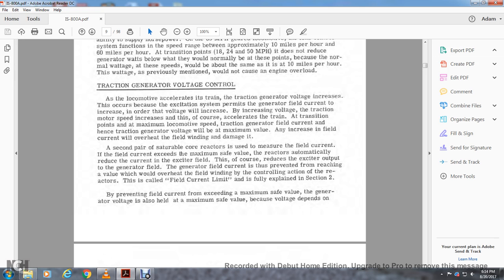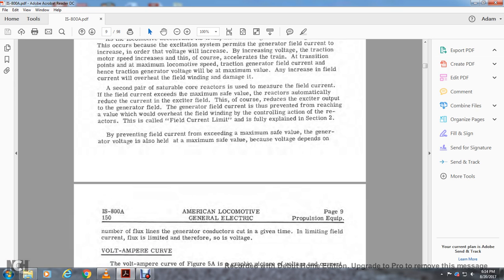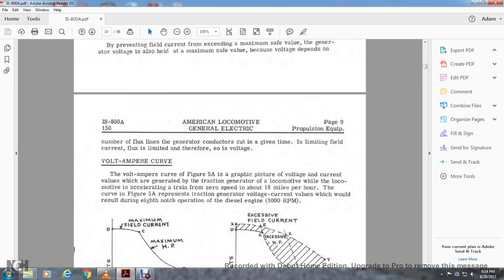By preventing the field current from exceeding the maximum safety value, the generator voltage is also held at a maximum safe value, because the voltage depends on the number of flux lines that the generator conductors cut in a given time. By limiting the field current, the flux is limited, and therefore so is the voltage.